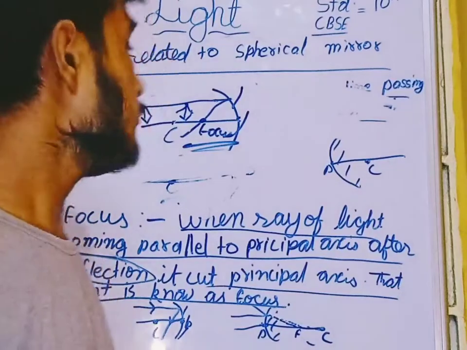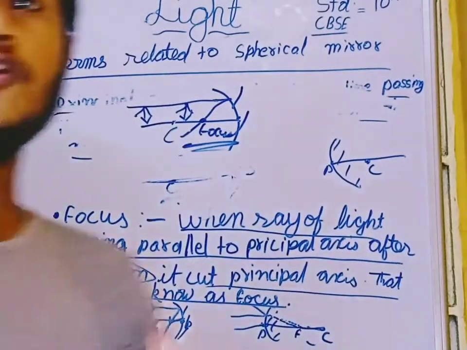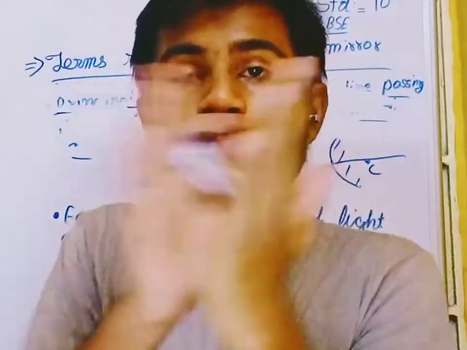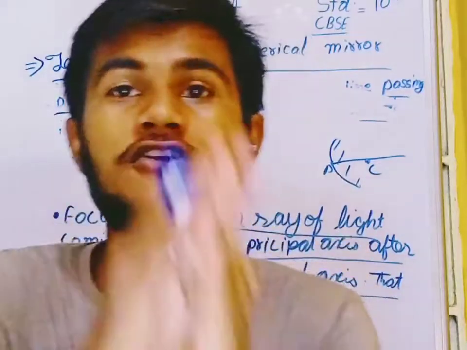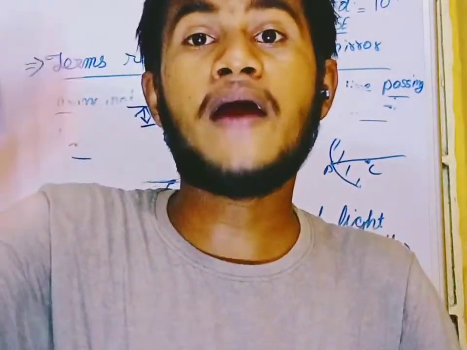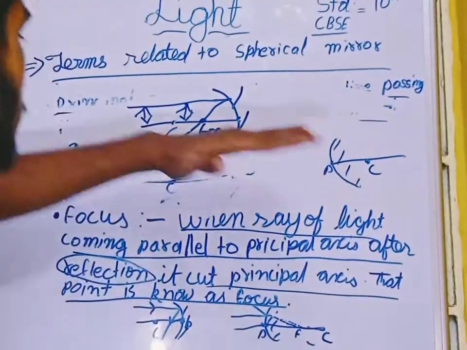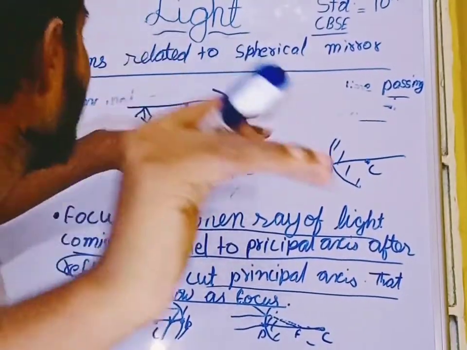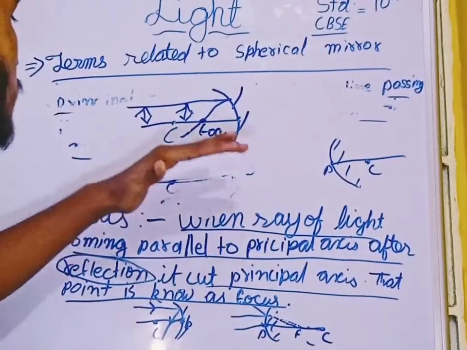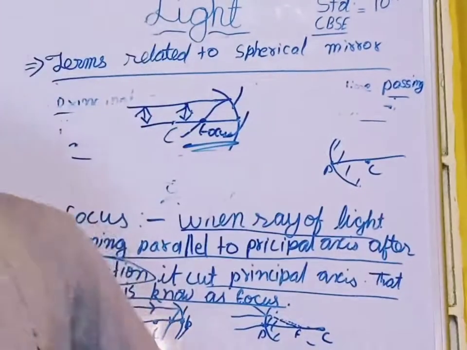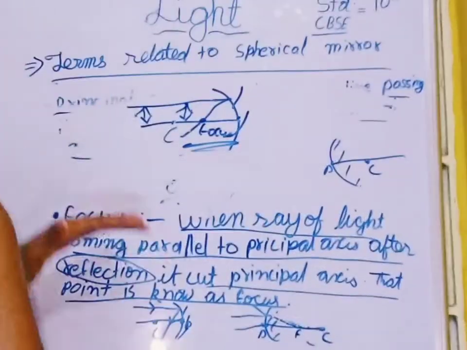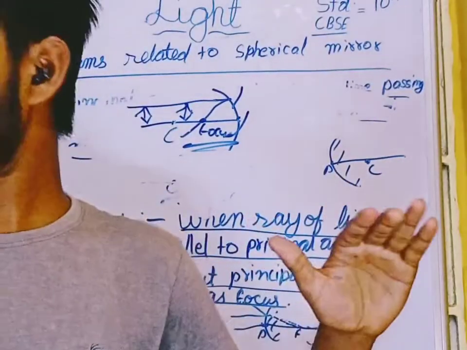After reflection, you always have to write a light coming parallel to the principal axis. After reflection, meaning after bending of light, it cuts the principal axis, the imaginary line, and that point is known as focus. Okay, that point is known as focus.